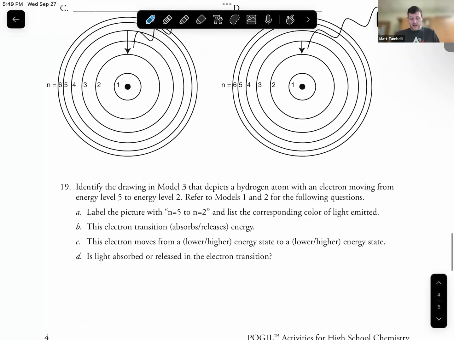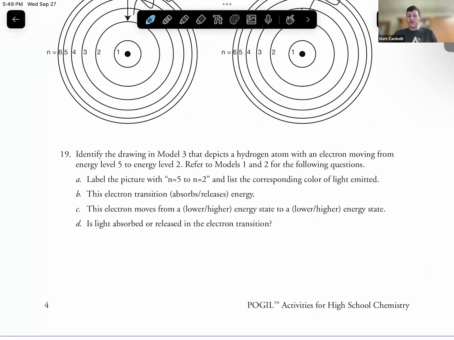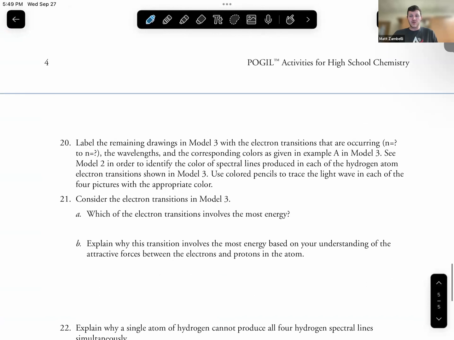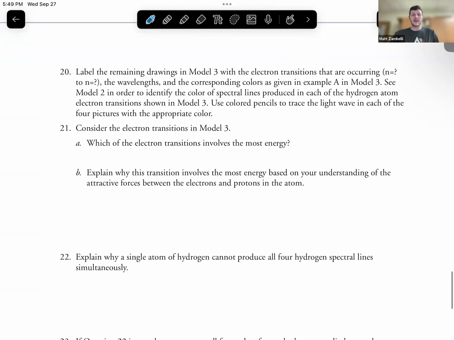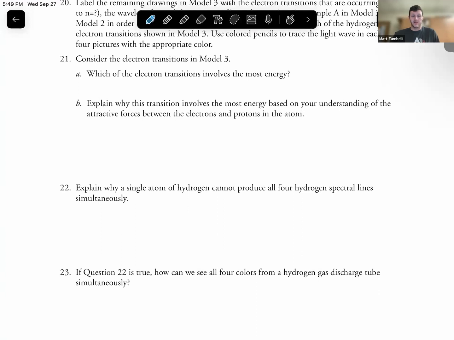All right, and then answer the 3 questions below on question number 19. So B, C, and D. Once you do that, we've actually answered question 19 and question 20. So once you've done that, you've answered 19 and 20. So now we just have question number 21, 22, and 23.